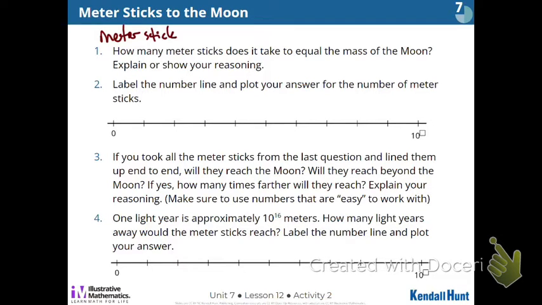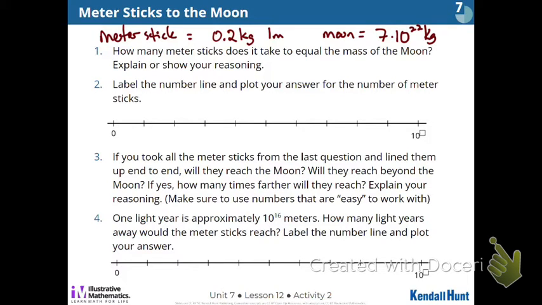Here's the next thing. A meter stick has a mass of 0.2 kilograms, okay? And it's 1 meter. I'm going to give that to you, like I said. Also, the moon. Its mass is much higher, you know, because cheese is pretty dense. So it's 7 times 10 to the 22nd kilograms.